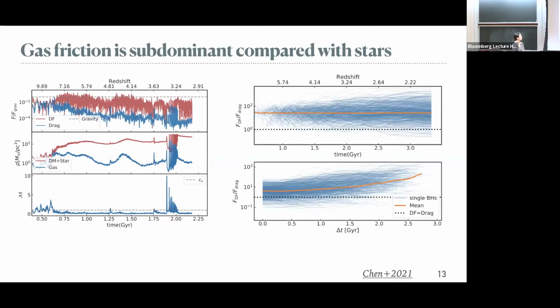Oh yeah, so this is basically plotted as a function of the formation time of each black hole. Here I subtract the seeding time of the black hole. So basically there's no strong redshift evolution, but it's more correlated with the black hole's age.